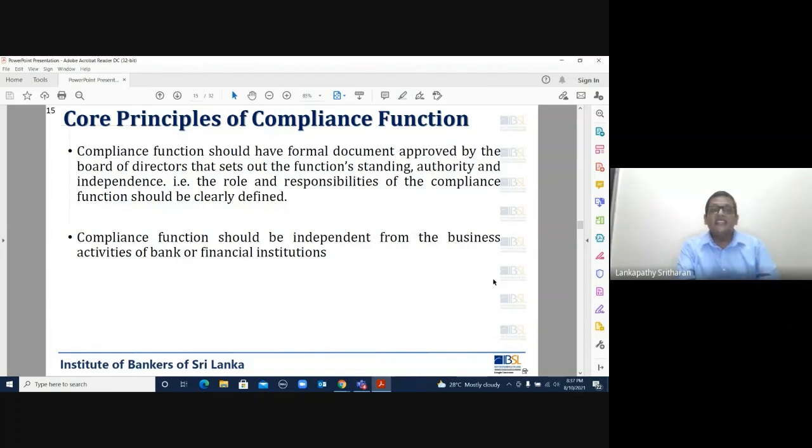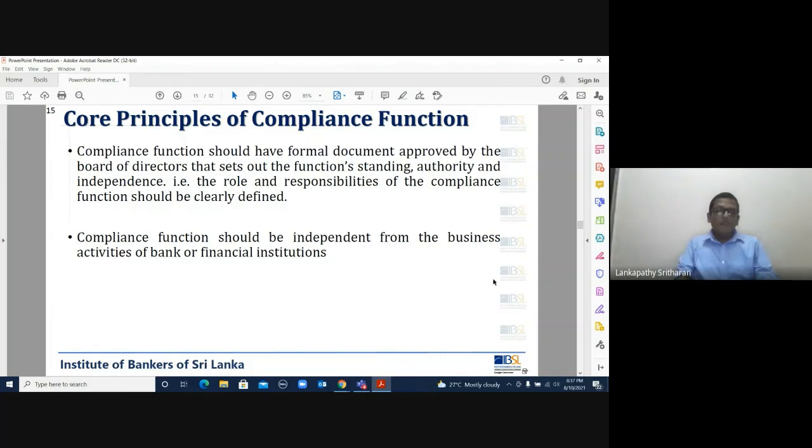And the second one is that the compliance function should be independent from the business activities of the banks and finance institutions. I think we have discussed this a lot in risk management, where we have always mentioned that the risk management function should be an independent function. There should be no conflict of interest for the risk management officer, and he should not get involved with the other activities of the bank.